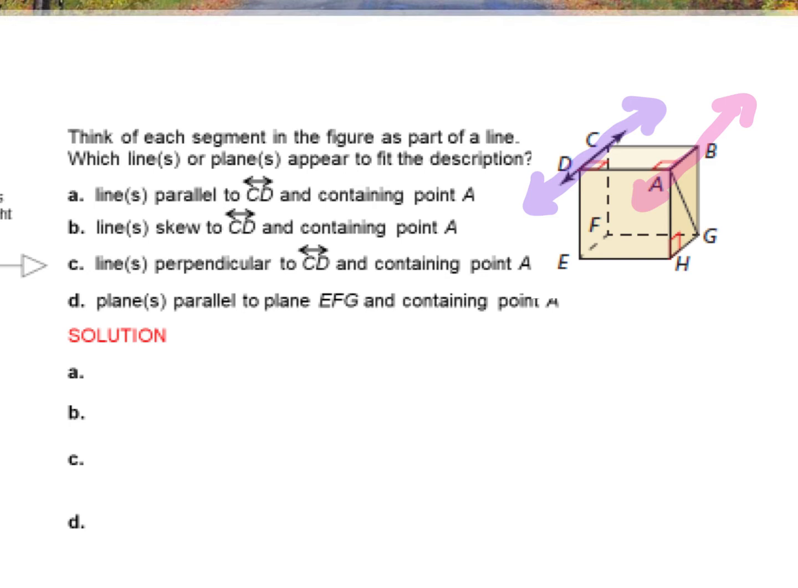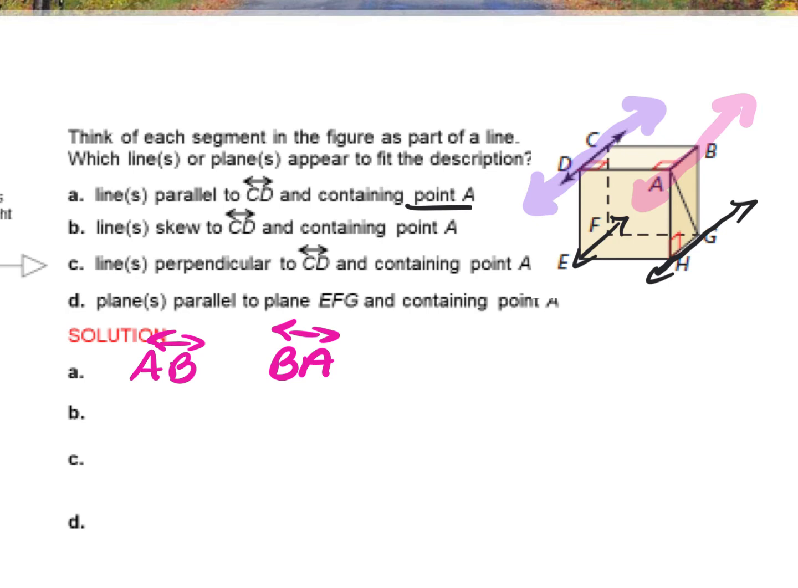So my first answer for A is going to be line AB, and you need to put the picture of the line on top, or you could also reverse the order and call it BA. Now, if it didn't specify that it wanted point A, notice there are other lines here that are parallel to CD. You could have GH that's parallel and EF. But because it specified that it had to include point A, there's only BA or AB.